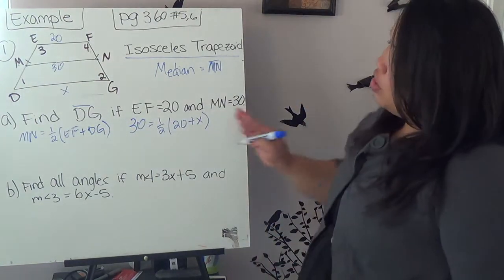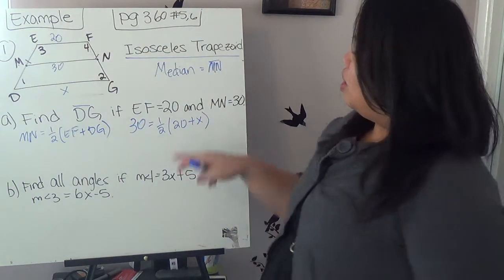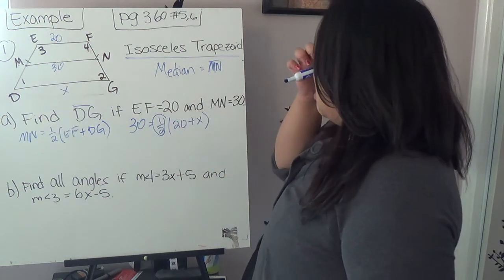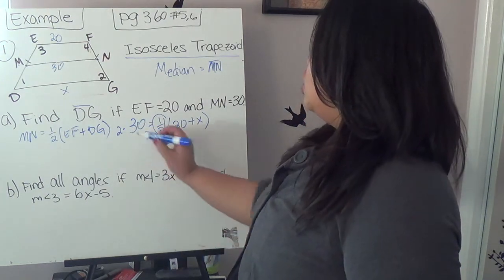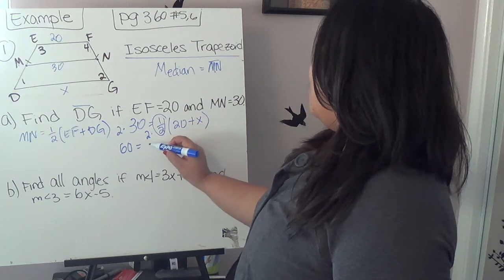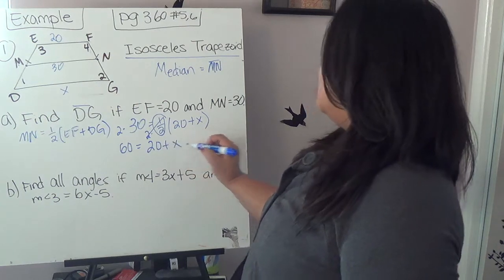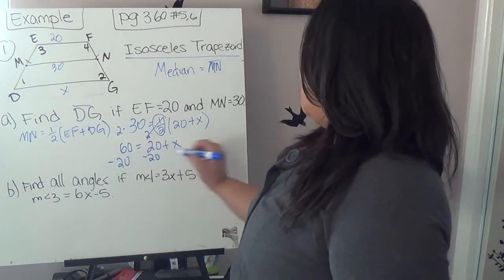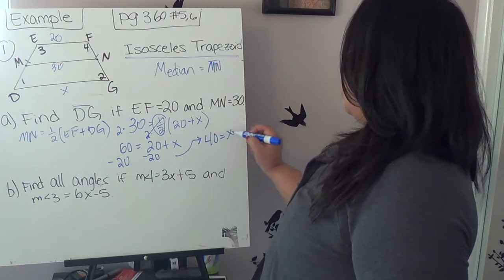See how that works? I figure out the equation, then I plug in what I know to find out what I need to know, and the X is what I need to know. So I'm going to get rid of the 1/2 by multiplying both sides by 2. So 2 times 30 is 60, and 2 times 1/2 cancels out, so I get 20 plus X. What's next? I'm going to subtract 20 from both sides. I end up with 40 equals X.